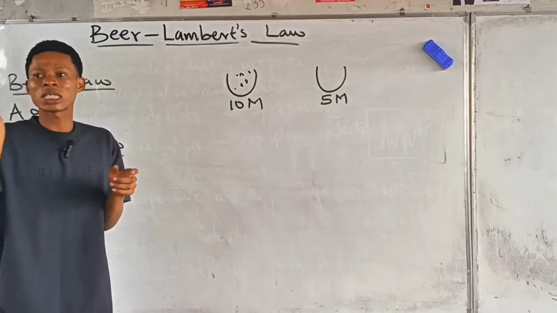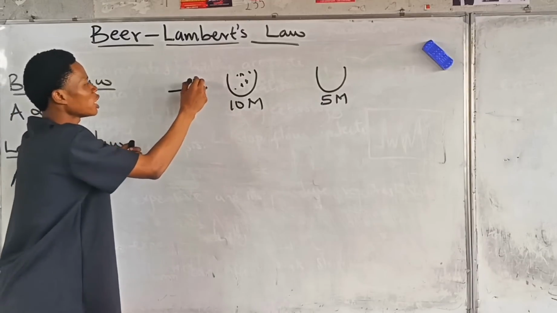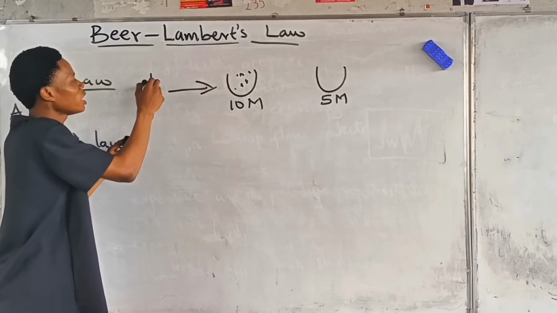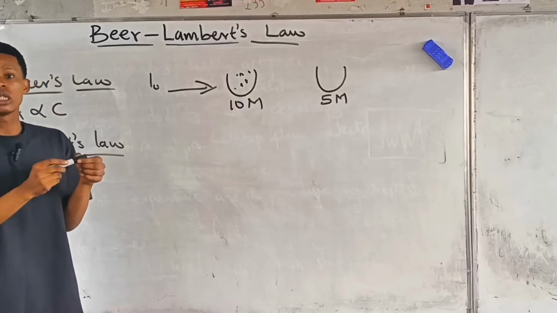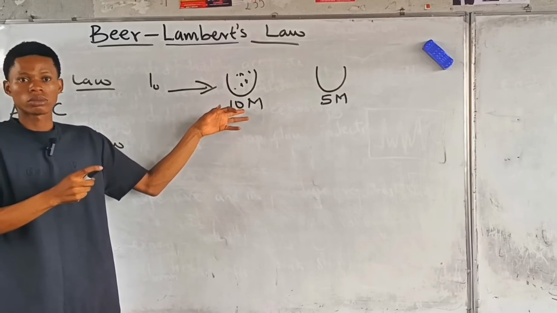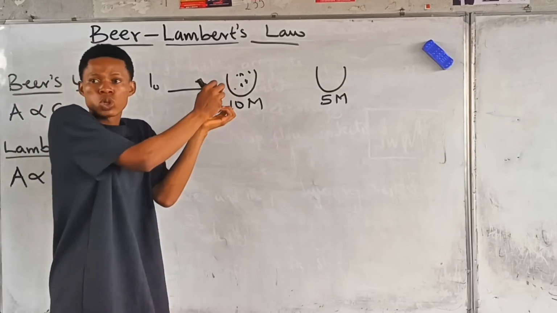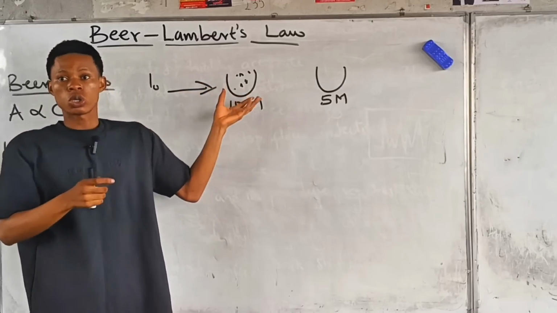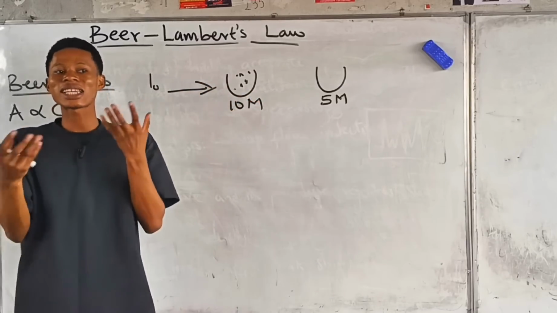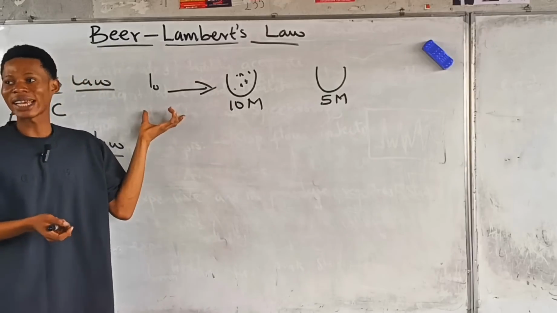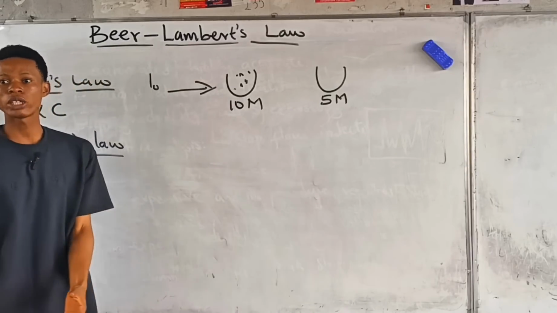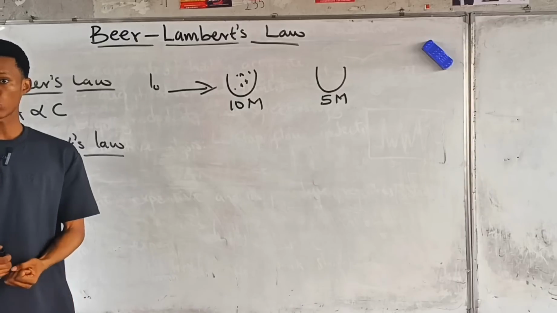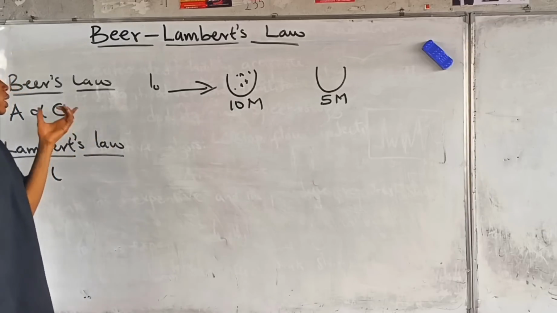So Beer's law states that if you have an incident light passing through this light absorbing material, the light absorbed, the absorbance, is directly proportional to the concentration. Meaning the higher the concentration, the more light absorbed, right? The lower the concentration, the lower the light that will be absorbed. Do you understand that? That is Beer's law.